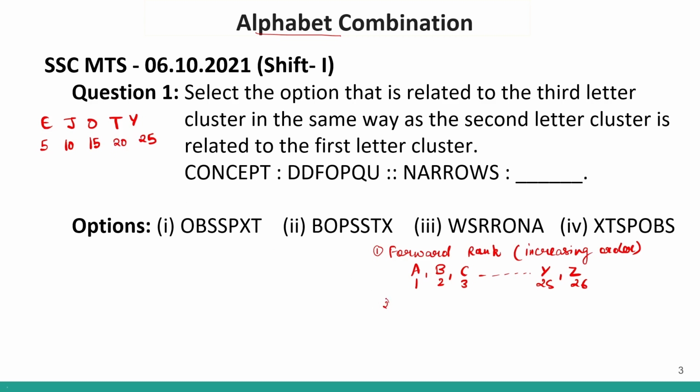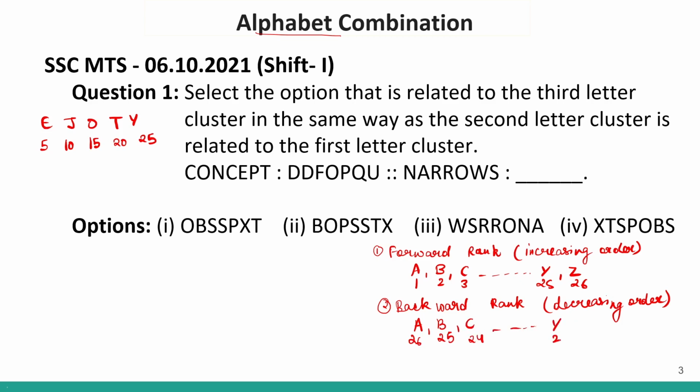Then we studied the concept of backward ranks, which is just the opposite of forward ranks. Backward rank basically means that we assign numbers in a decreasing order. So A will be assigned 26 now, B will be assigned 25, C will be assigned 24, up till Y is assigned 2 and Z is assigned, sorry, Z is assigned 1. So these are your backward ranks.